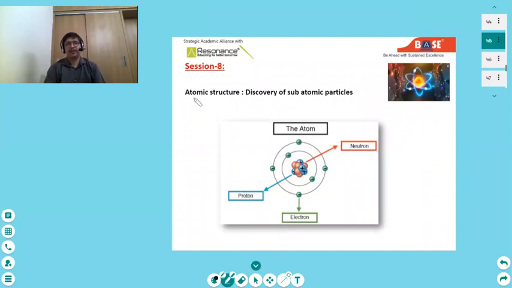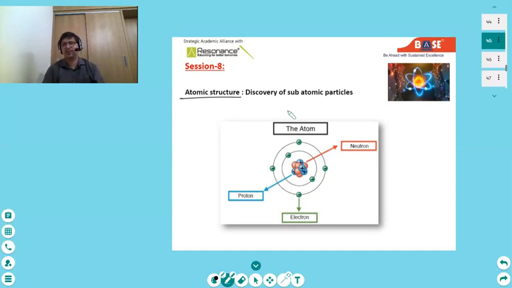So this is your topic of the day. Today, session 8, atomic structure. You would have read it in your 9th standard in CBSE. ICSE kids also, and state board also, have brief knowledge about it. So atomic structure is nothing but the structure of the atom, and the discovery of SAP. SAP stands for subatomic particle. Particle means anything which has mass. So subatomic particle means an atom is made up of all these things.